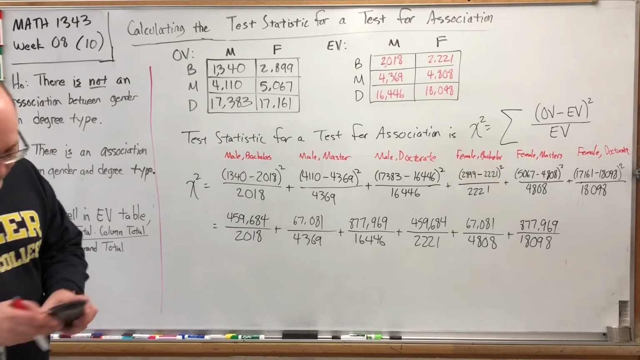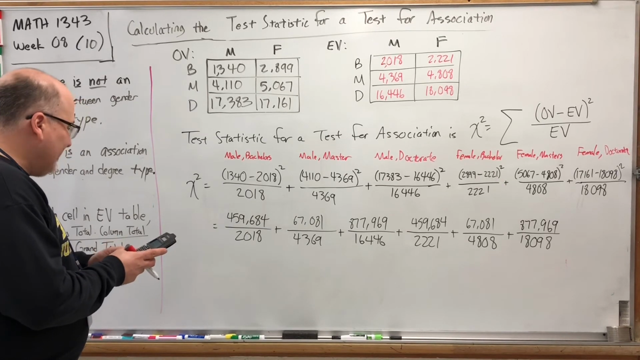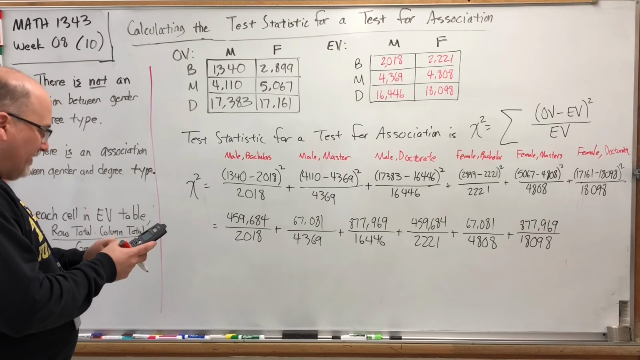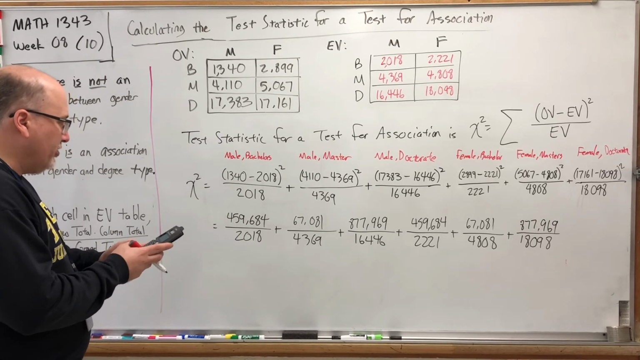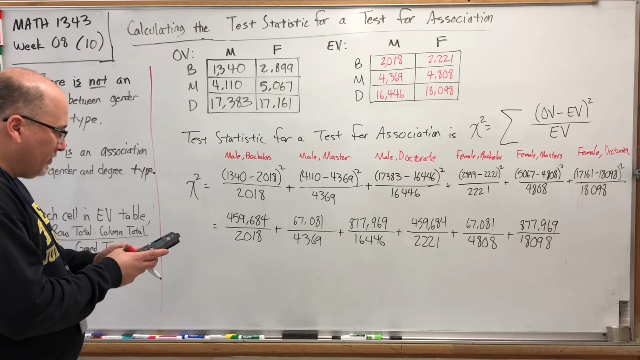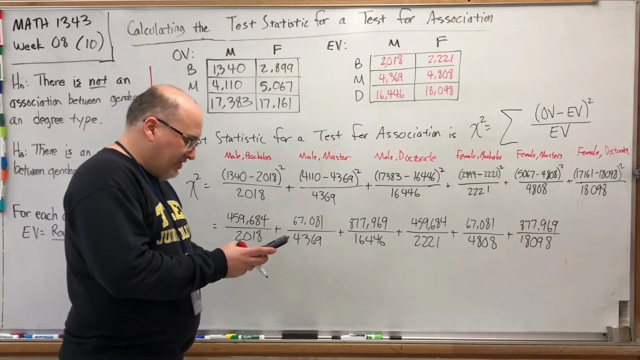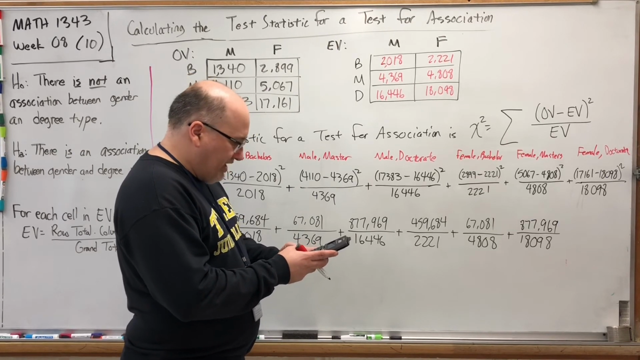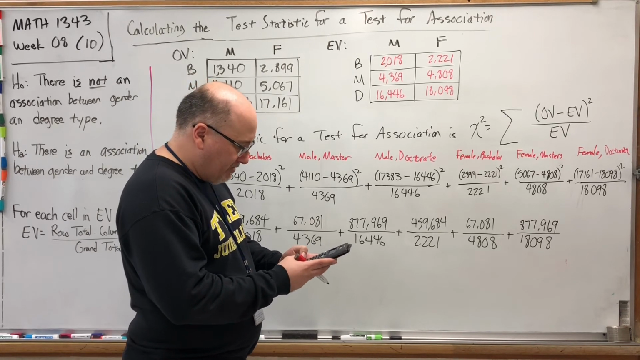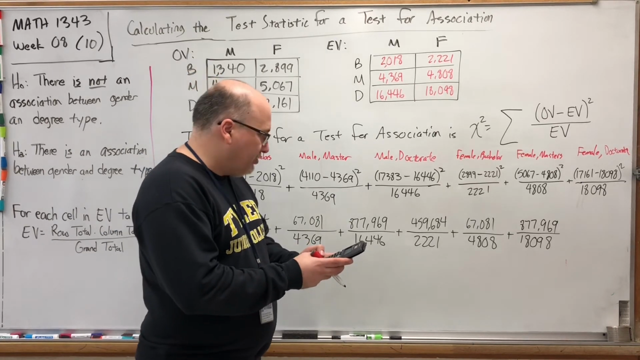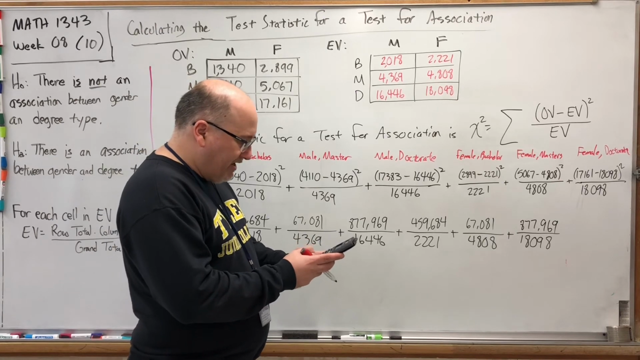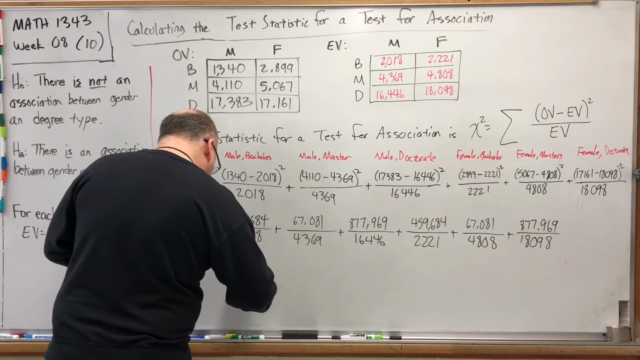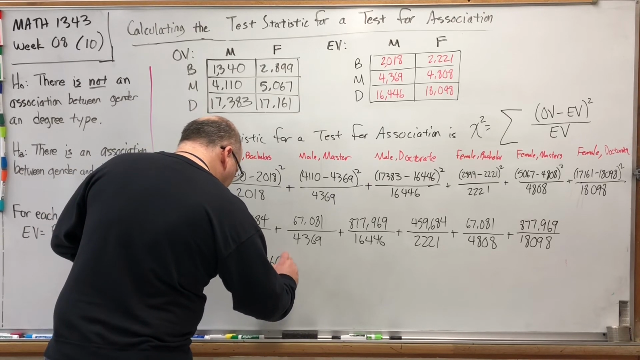All right, so now we just got to put all that in there. What a lengthy problem. 459,684 divided by 2018 plus 67,081 divided by 4,369 plus 877,969 divided by 16,446 plus 459,684 divided by 2,221 plus 67,081 divided by 4,808 plus 877,969 divided by 18,098 for a grand total, and we'll round this to 4 decimal places, 565.9662. Now this is assuming I didn't make any calculator errors.